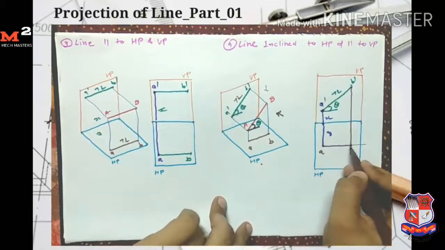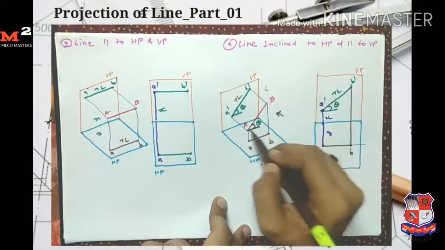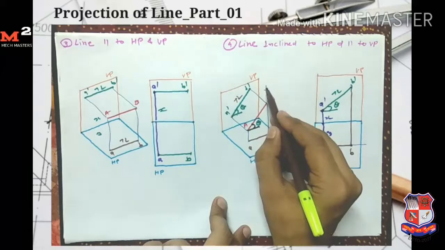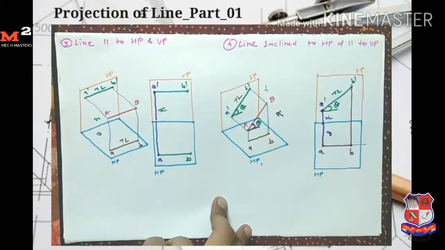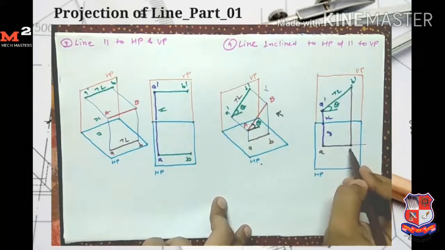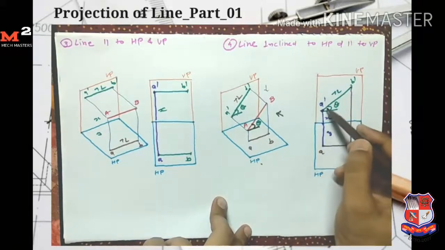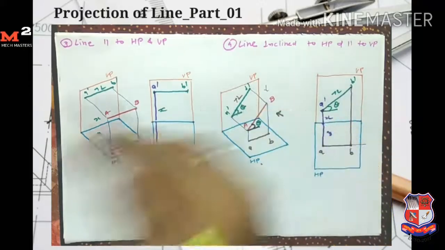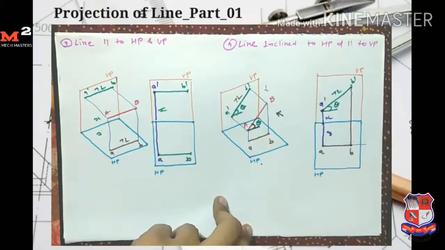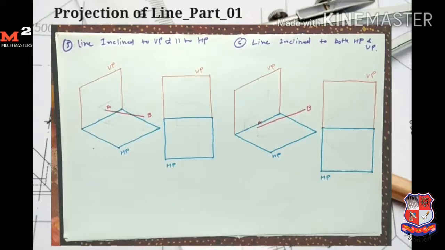Here the length AB is less than the true length because the line is inclined to HP. So when we see the line from the top, its length is reduced due to the inclination. Here the length AB is reduced compared to the true length. In the front view, A dash B dash is equal to the true length because the line is parallel to the vertical plane. Okay, let's see another case.